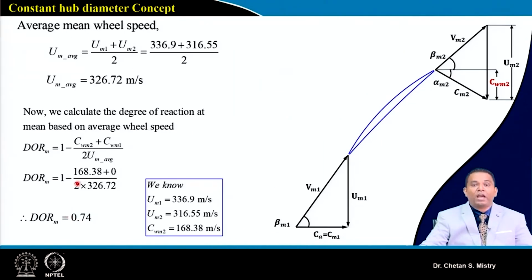Now what we are looking for is our degree of reaction at the mid station, and as we have discussed, this degree of reaction we are calculating as 1 minus Cw2 plus Cw1 divided by 2U. Here in order to avoid the confusion, we will be taking the mean, or average, peripheral speed, and that is 326.72 meter per second, that is giving degree of reaction as 0.74.